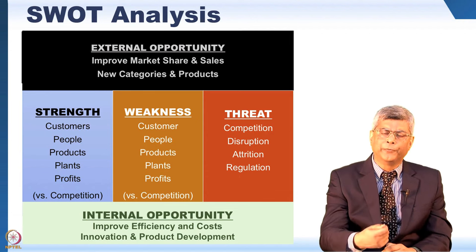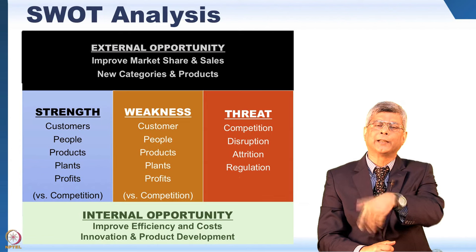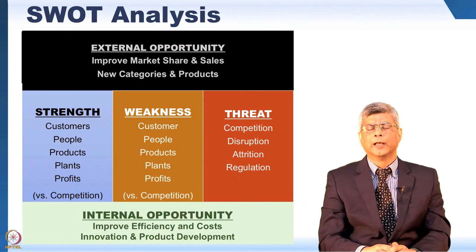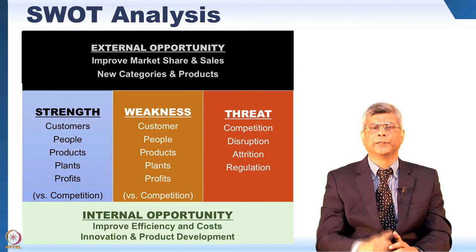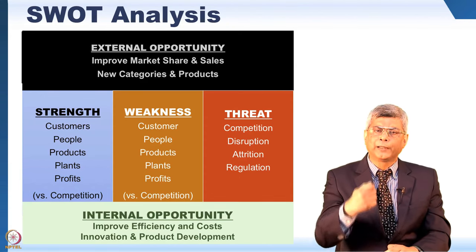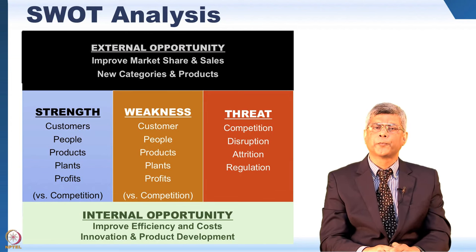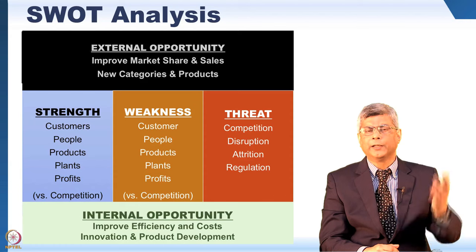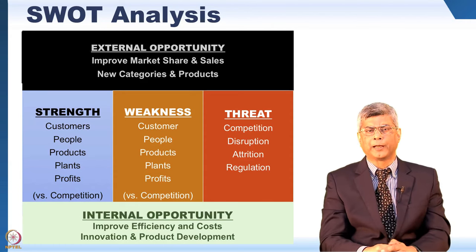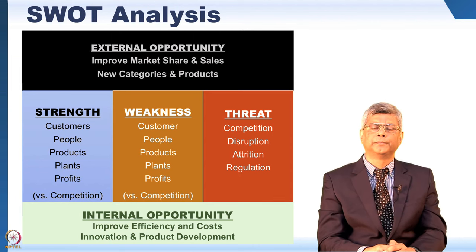And at the bottom, you'll see the internal opportunities. Can I improve my efficiencies? I use this machine, but with that machine, I can be more efficient. I don't use artificial intelligence and machine learning. Can I use AI/ML to become more efficient? Can I reduce my costs? Can I make new products, digital products, on blockchain or distributed ledger, any of the new technologies? Can I robotize my plant, automate my plant? So these are internal opportunities.